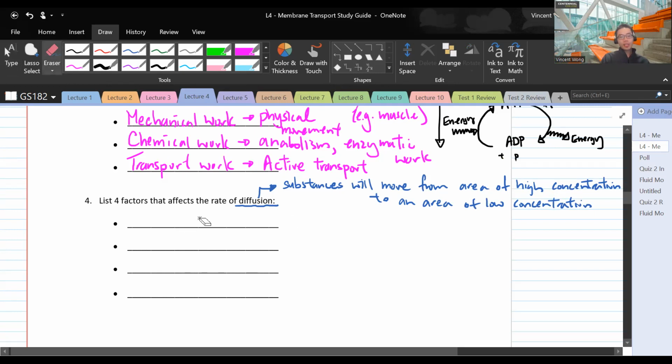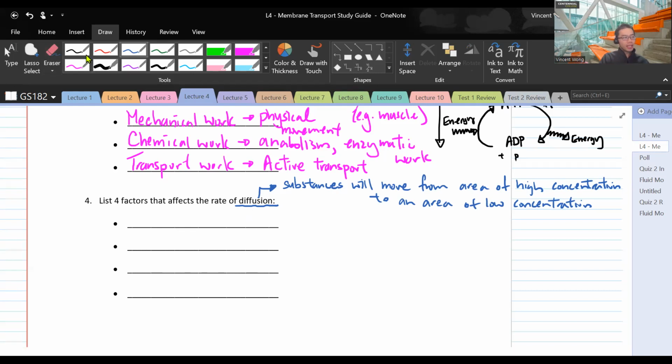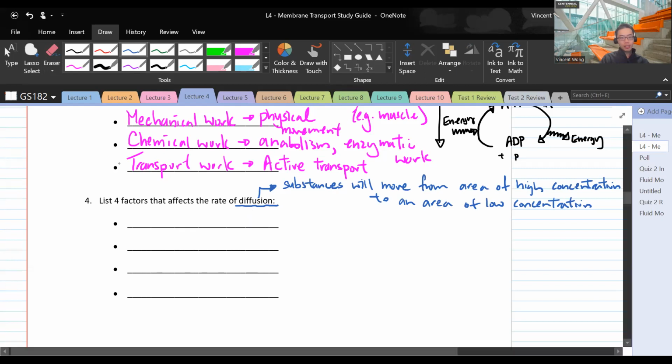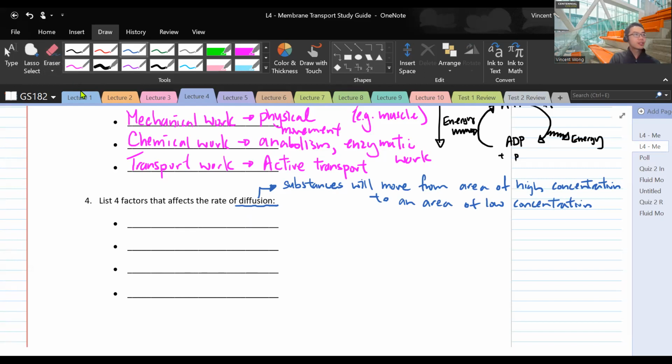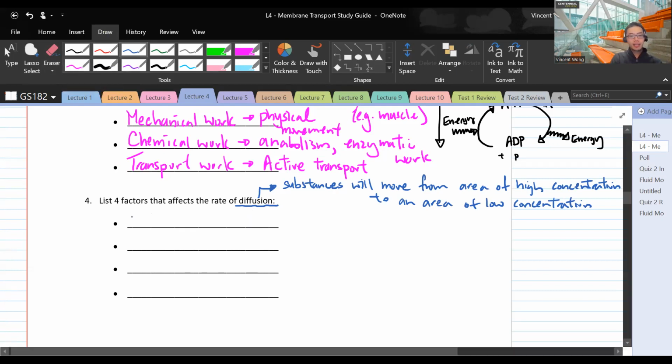So there are factors that affect the rate of diffusion. Does anybody remember anything from the lecture? Any of the 4 factors? Okay, Manish says temperature. That's correct. Okay, temperature. That is absolutely correct.